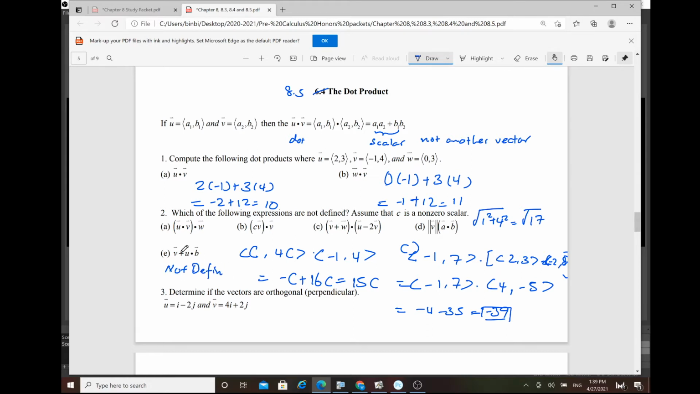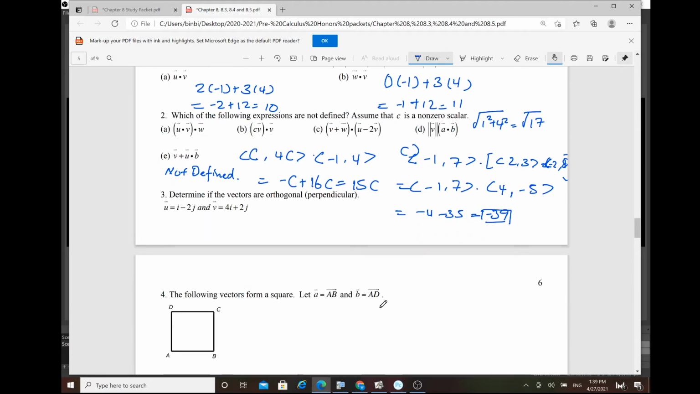Because the dot product result is always a scalar, a scalar plus a vector doesn't make sense. So this one is not defined, for E. But for the rest, if you plug in numbers with the previous given vectors, they're always considered scalars.